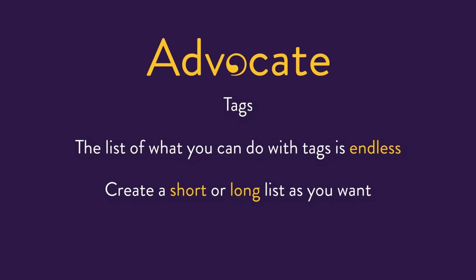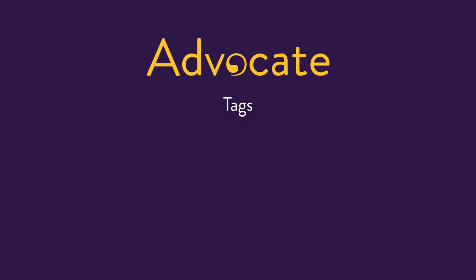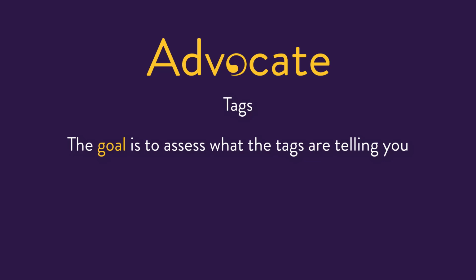Create as short or long a list of markers as you want, especially as you can add multiple tags to one piece of information. Tags take us to the heart of Advocate, and one of the key things it will give you that nothing else can. Because once you've done all the work of reading, sifting, highlighting, the goal is to assess what it's telling you, what the emerging themes are. And that takes time unless you can use something totally built for the task, a tag cloud.